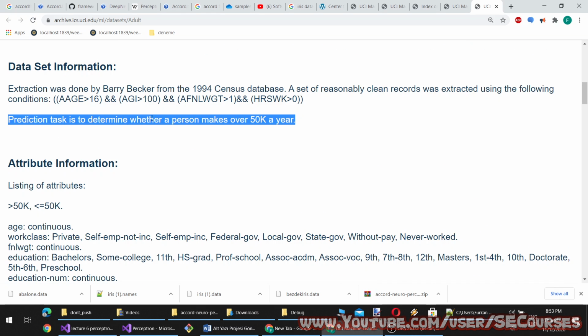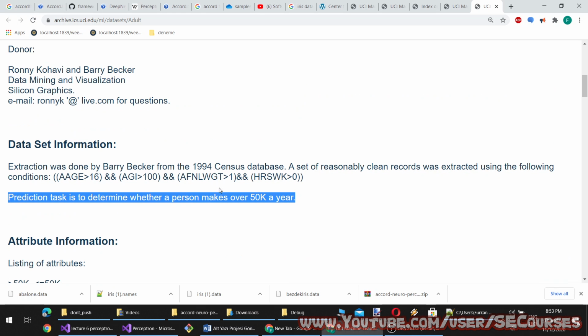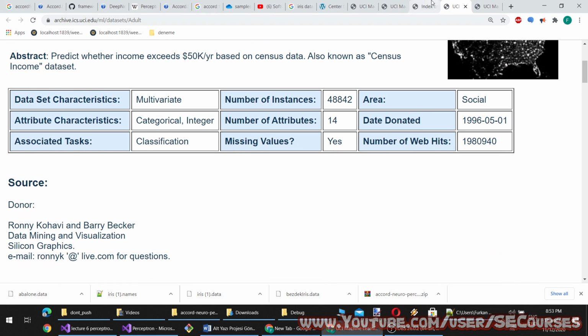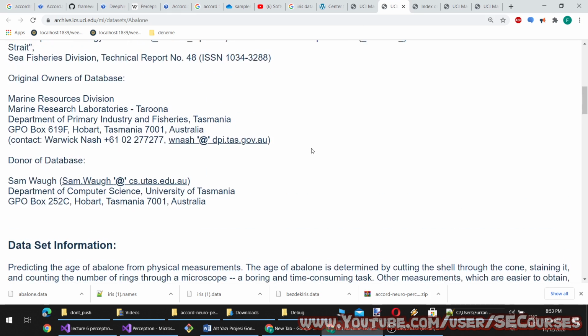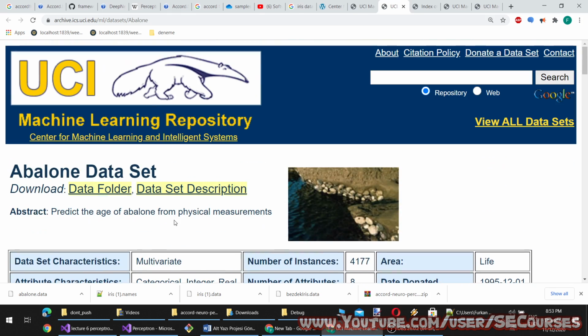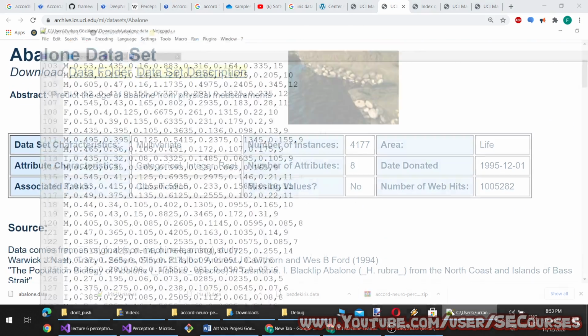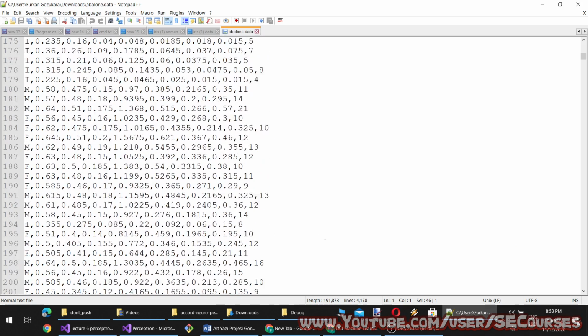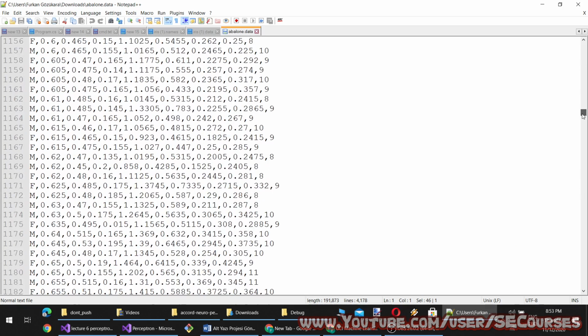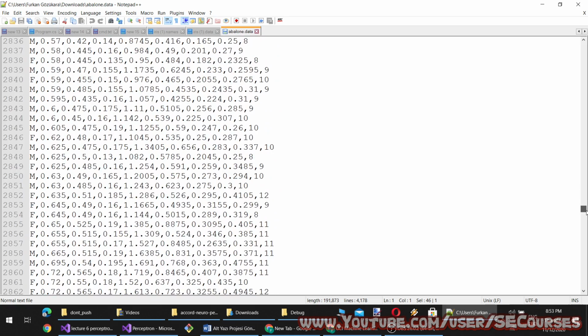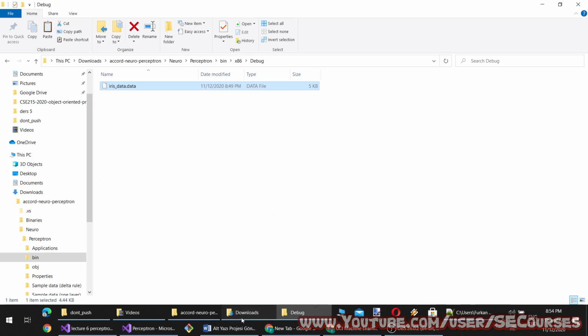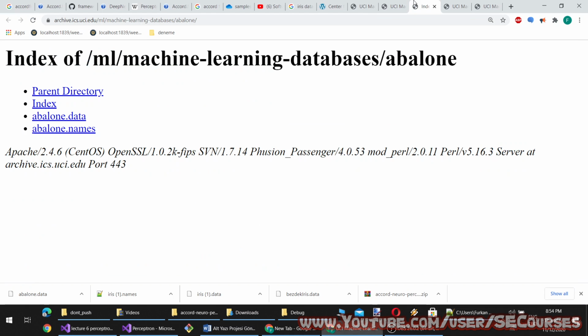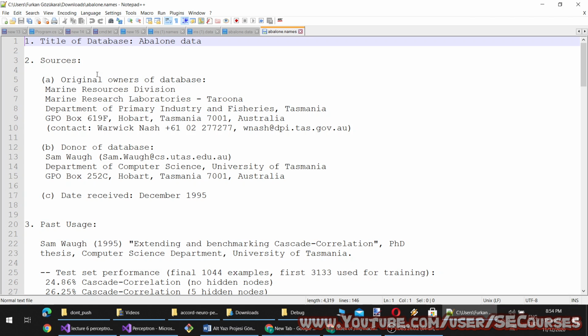So this data is about predicting, the task is to determine. This is a two class problem. Okay, I think I will use the abalone dataset, and I believe the last line is about their ages, but I'm not sure. Let's check the abalone dataset more. There is names.